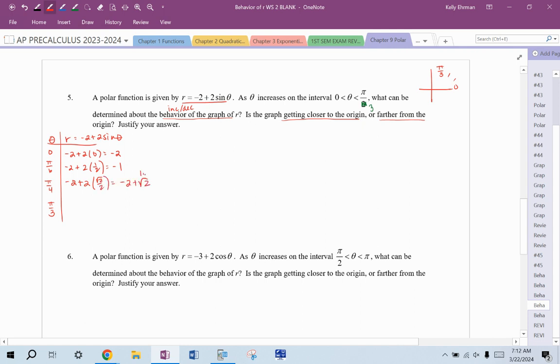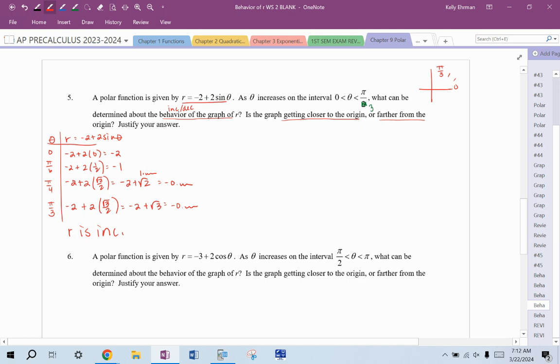Now remember, radical 2 is 1 point something. So this is going to be negative 0 point something. So we're getting closer to 0. And then pi over 3 is going to be negative 2 plus radical 3, which is still going to be negative 0 point something, closer to 0. So remember, with negative numbers, if you're getting closer to 0, r is increasing.